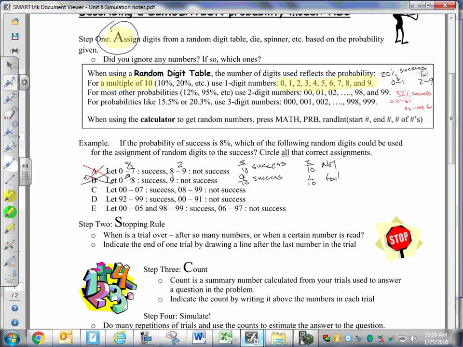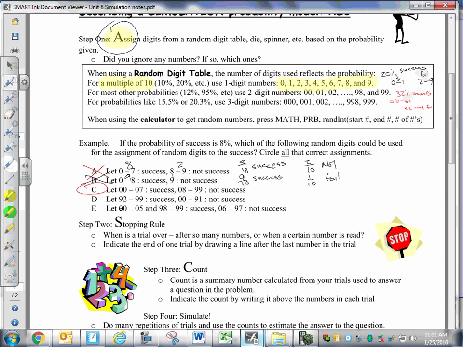Well, what if we go from 00 to 07 as a success, and we go from 08 to 99? Would that represent an 8% probability of a success? Yes or no, Mr. Englander? Yes is correct. This is 8%. Thank you very much. Okay, so boom. Now I can represent something that has an 8% chance of success, because we have a total of 8 numbers out of 100 possible numbers.